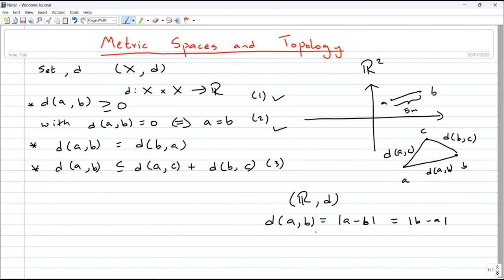And finally, is the triangle inequality true? Yes, the triangle inequality is also true. And |a - b| is less than or equal to |a - c| plus |b - c|. So that's an example of a metric space. Do we have any other examples of metric spaces? We absolutely do.